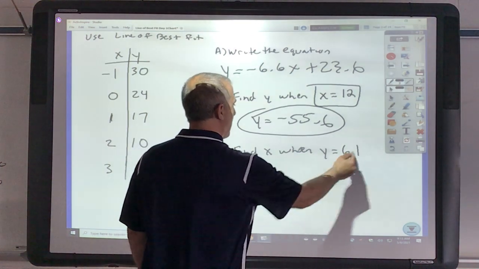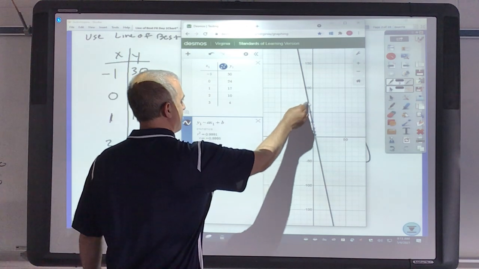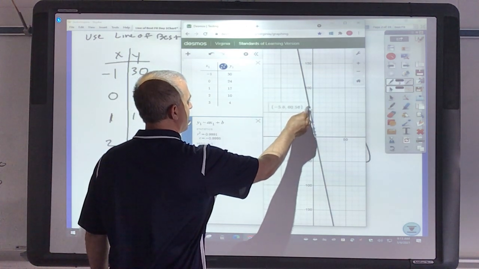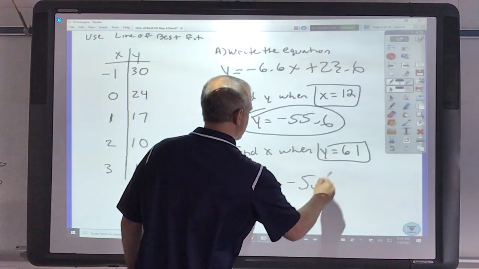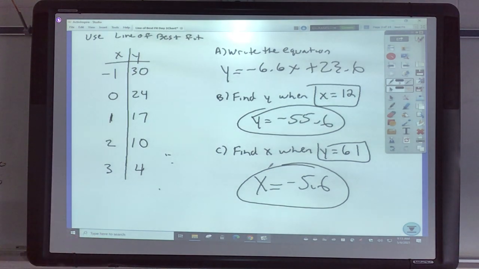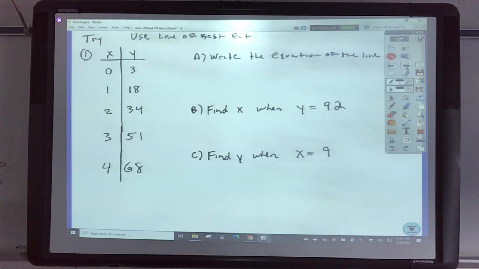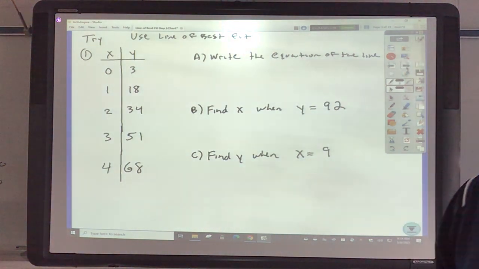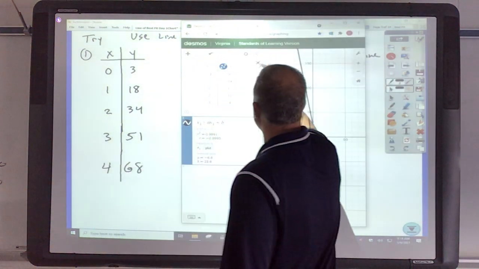Then it says find x when y is 61. So I just want to figure out where y is 61, and I want to get close to it. You might not be able to get exact, so that's about negative 5.6. Once again, as long as you're reasonable, as long as you're close, that's all that really matters, because remember, this is all predicting anyway. So what I'd like you guys to do is pause your video, try this, answer, and go to the formative.